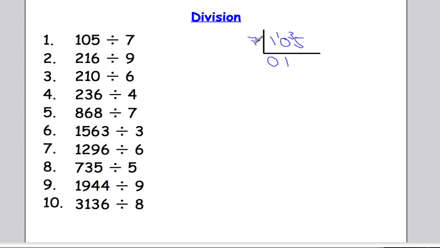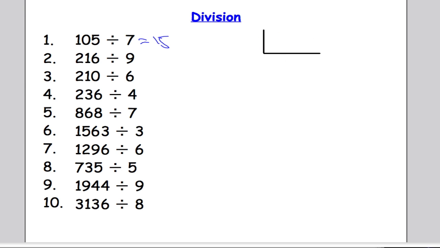Then I say, how many times does 7 fit into 35? Hopefully you know your 7 times table, and you know it fits in 5 times. So 105 divided by 7 is 15, and that's the first one done.